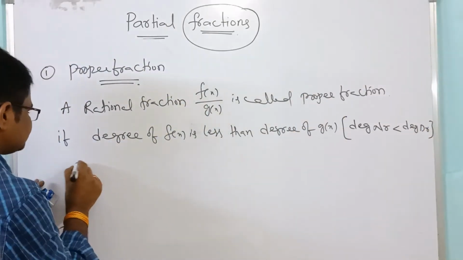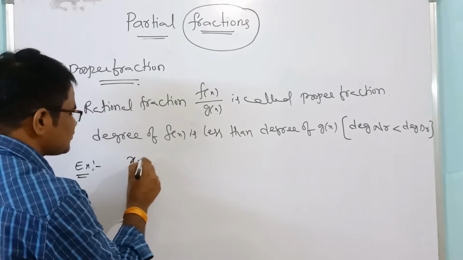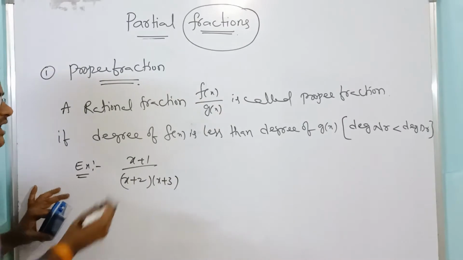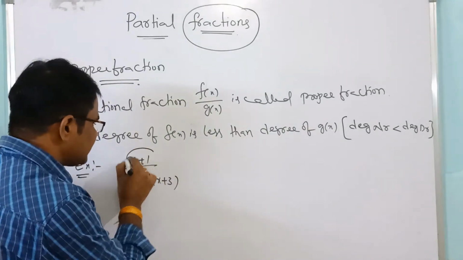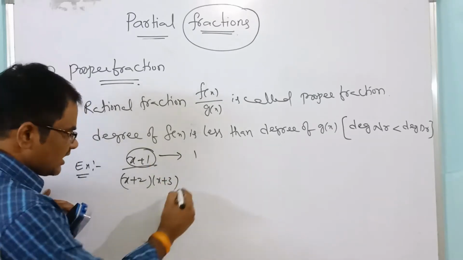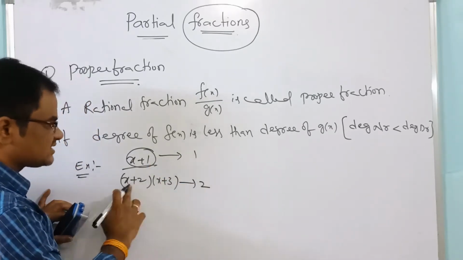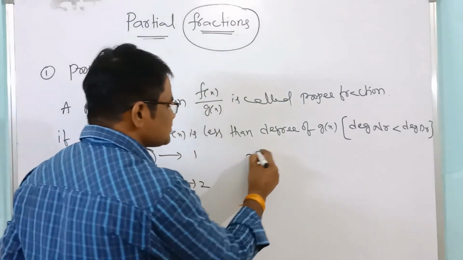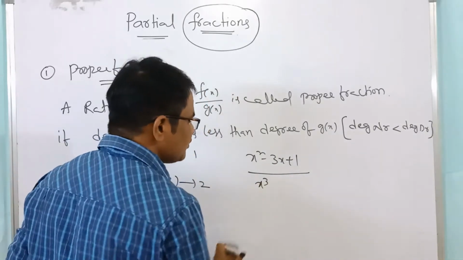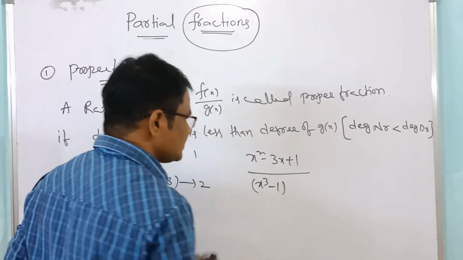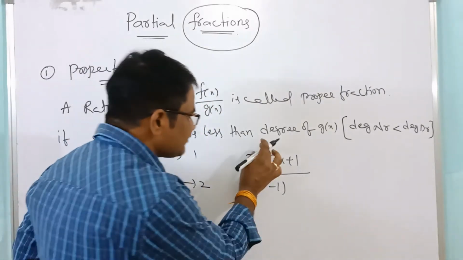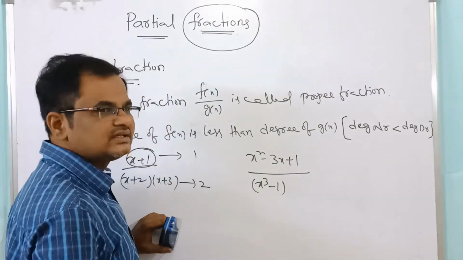For example, x plus 1 by x plus 2 into x plus 3. This is a proper fraction because degree of numerator is 1 and degree of denominator is 2. Suppose x square minus 3x plus 1 divided by x cube minus 1. This is also a proper fraction. Degree of numerator is 2, degree of denominator is 3.